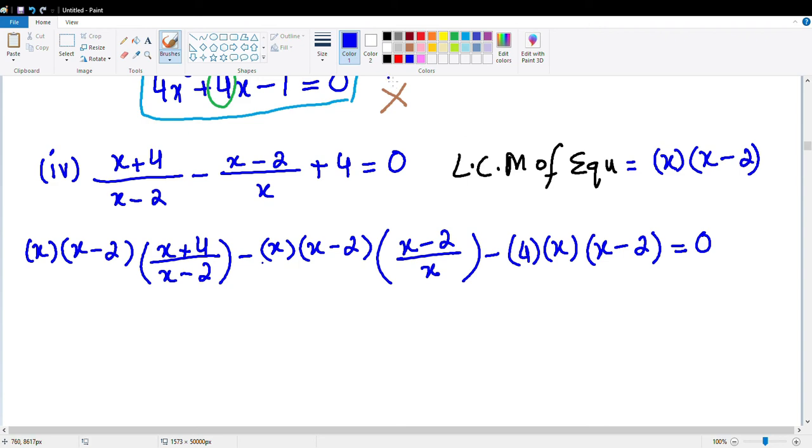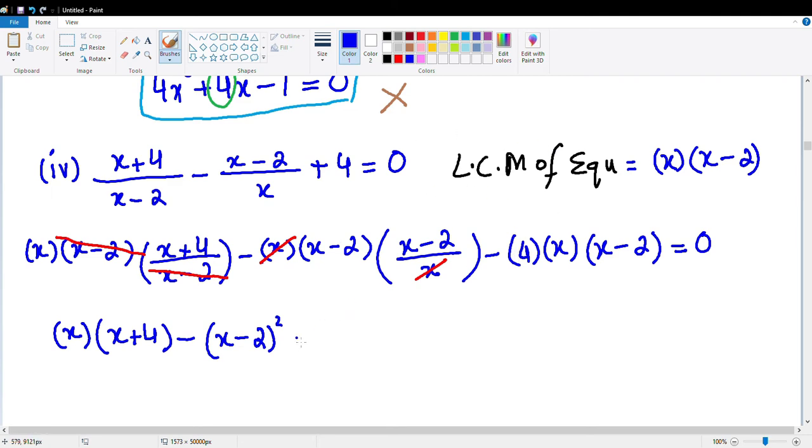Now, again, you can see some things can cut out, like x minus 2 over here and x minus 2 over here, and x over here and x over here. So these cut out, and over here we'll get x into x plus 4, and over here we'll get minus x minus 2 whole square, because it's basically repeating: x minus 2 into x minus 2, so we can just write x minus 2 whole square.